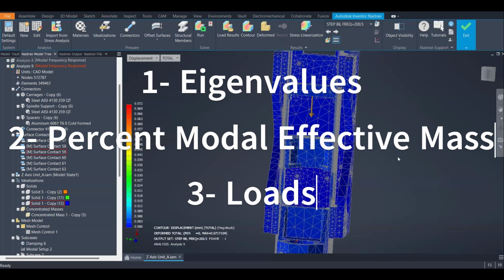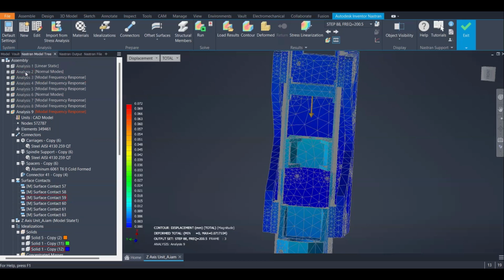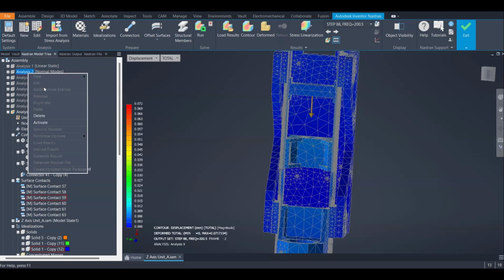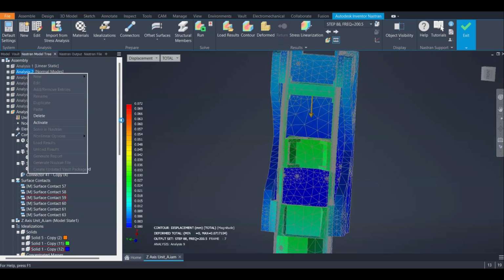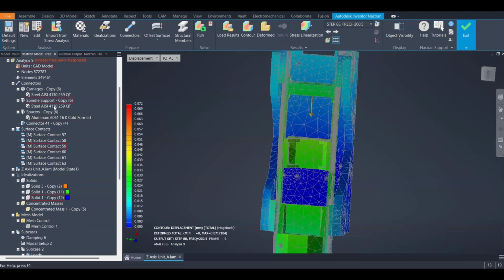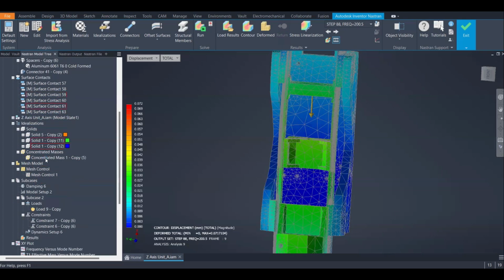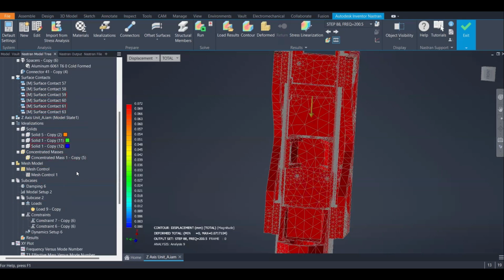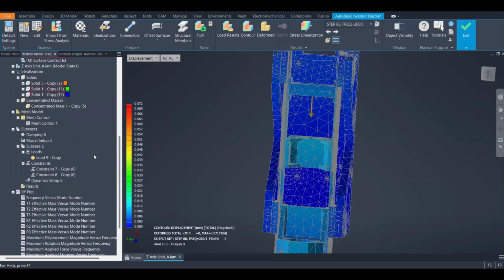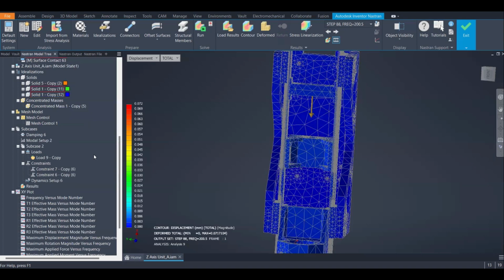So let's jump into the setup. What I did, as I ran the normal modes analysis, was to duplicate the analysis, and then that's going to carry over all the idealization, connectors, surface contacts, mass properties, concentrated masses, and even the mesh. So that's going to help us move quicker to the objective of these results.